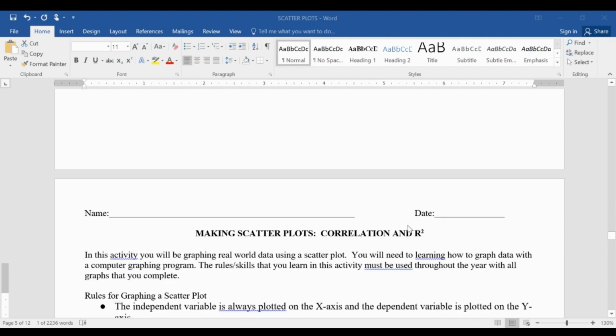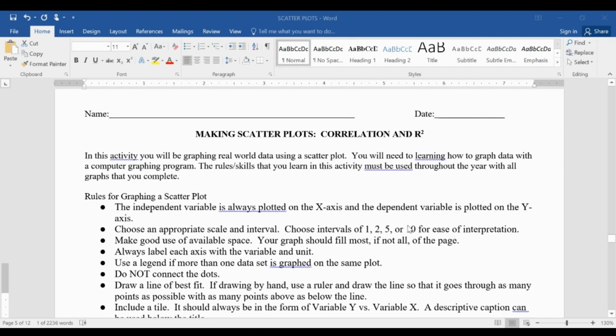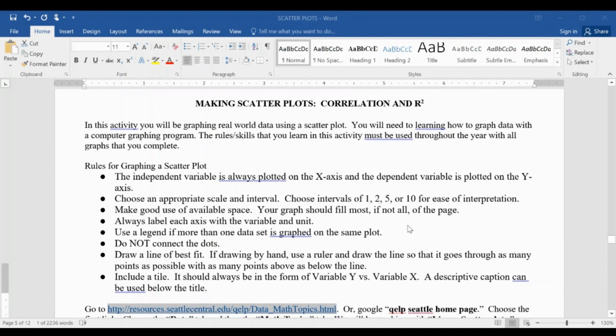Okay. This is what you're going to have to do today. Here are some rules for graphing a scatter plot. You're going to pull up some data on a website, and then you are going to graph that data. You're going to graph a positive correlation and a negative correlation. But we're going to use some rules, and the rules that you're learning today, you need to use all year long. If you don't use these rules, you're going to get dinged and you're going to get points off for your graph.